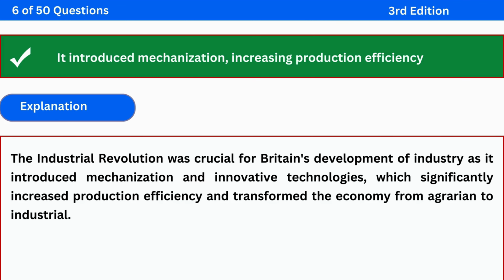The correct answer is it introduced mechanization, increasing production efficiency. Explanation: the Industrial Revolution was crucial for Britain's development of industry as it introduced mechanization and innovative technologies, which significantly increased production efficiency and transformed the economy from agrarian to industrial.